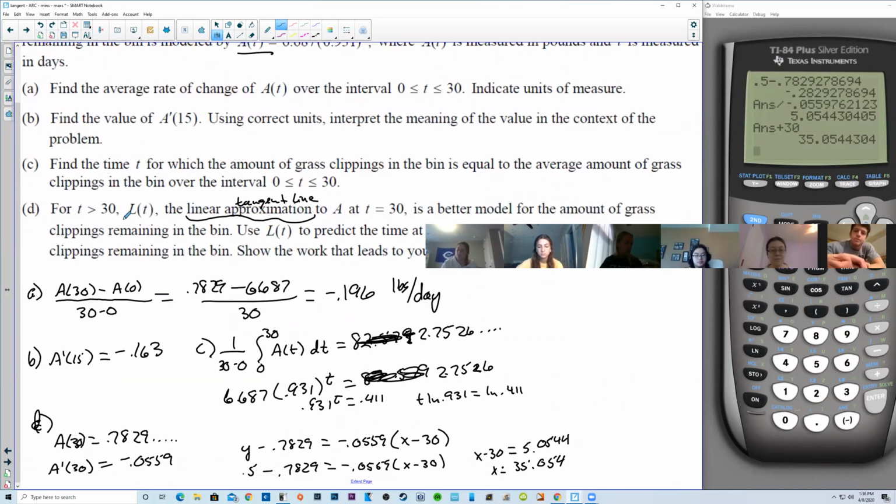Any questions on that one? I guess the big takeaway from D, like I've already said, is linear approximation means tangent line.